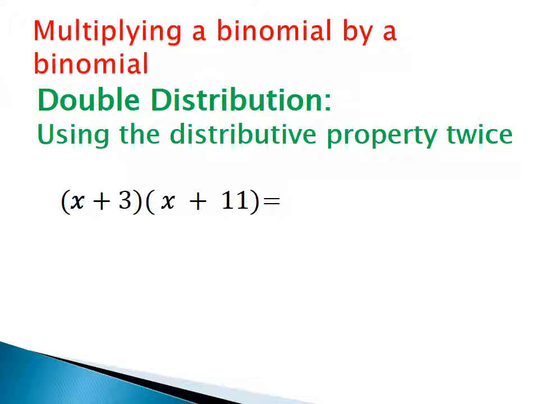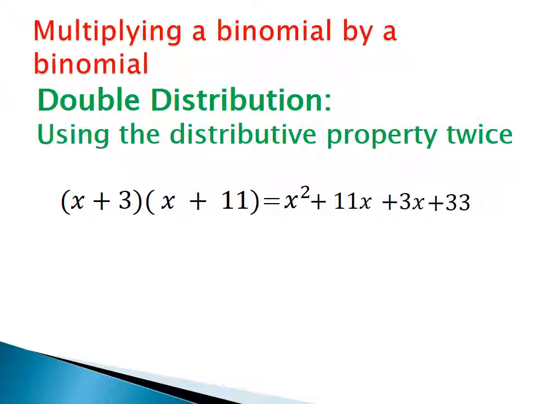We're going to use the distributive property first to multiply x into the second binomial. So I'm going to multiply x times x, which is x squared, and multiply x by 11, which is 11x. Now I'm going to use the distributive property a second time to multiply 3 by x and get 3x, and multiply 3 by 11 to get 33.